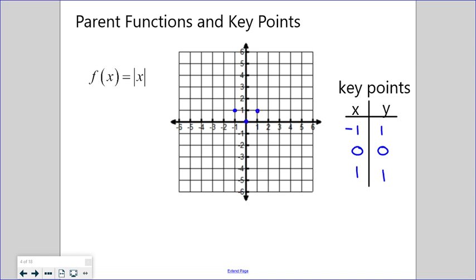If I were to expand this out to like -2 and 2, it would start showing our shape a little bit more, and our absolute value graph is just a V with a sharp corner at 0, 0.